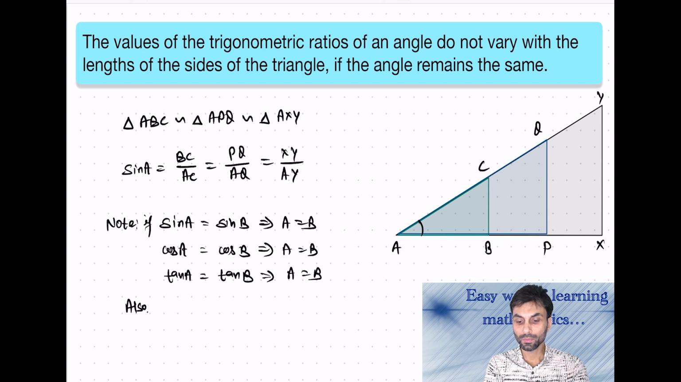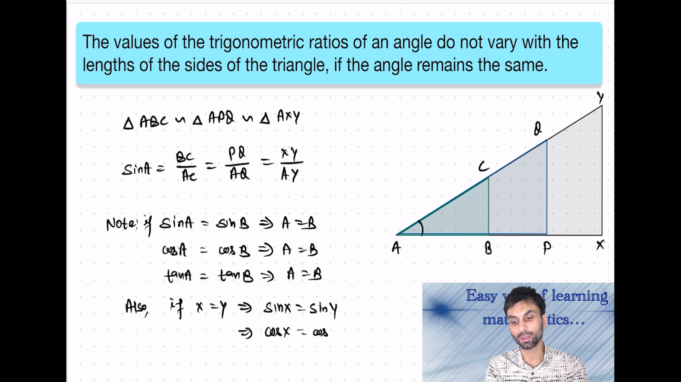Also, we need to understand that if it is given that x equals y, those being two angles, then we can say that sine x will be equal to sine y. I can also write it as, if x equals y, cos x equals cos y. I can also write it as tan x equals tan y, and the same thing again will apply to other trigonometric ratios like cot, sec and cosec.